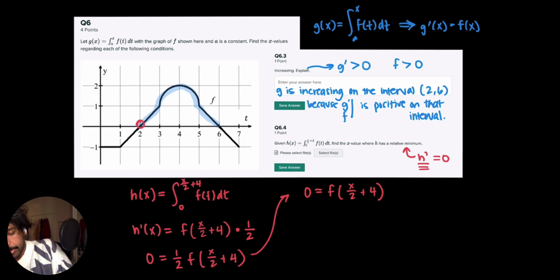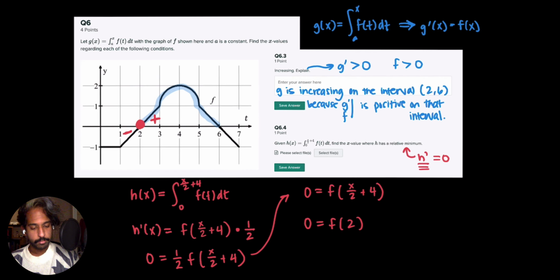And I can see that happening here. My f is changing from negative to positive. Where does that happen? At x equals 2. So that means 0 equals f of 2. But that's not our answer. X equals 2 is not our answer. And that's why this is tricky. 2 is x over 2 plus 4.